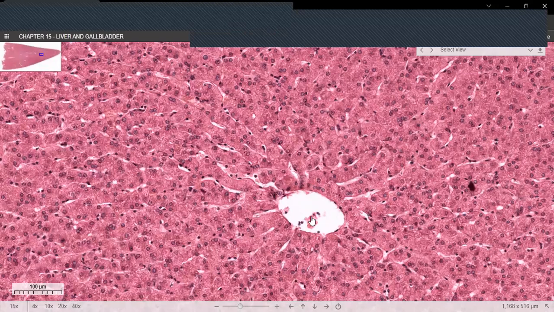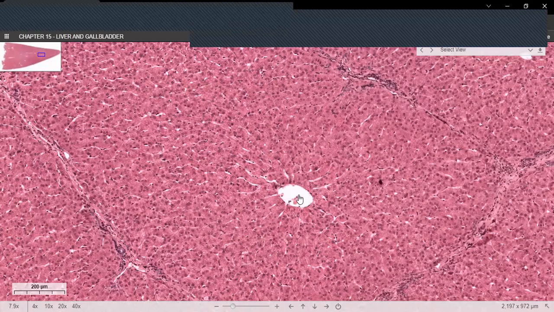Okay, then we have radiating. You see from this central vein, let me move out a little bit. From that central vein, you can see the hepatocytes are somewhat radiating. They look like the rays of the sun, radiating plates of hepatocytes. So these are the hepatocytes. Then in between the hepatocytes, you can see gaps. Those are the hepatic sinusoids.